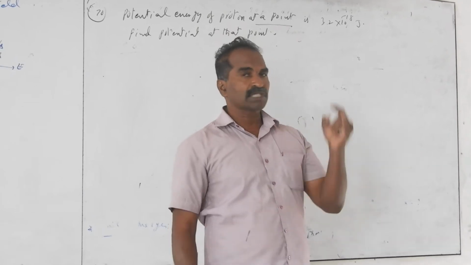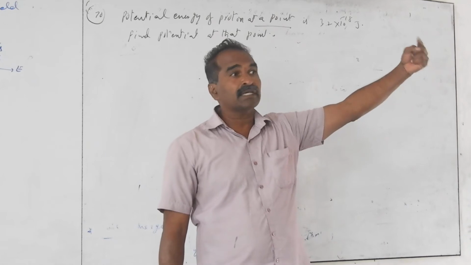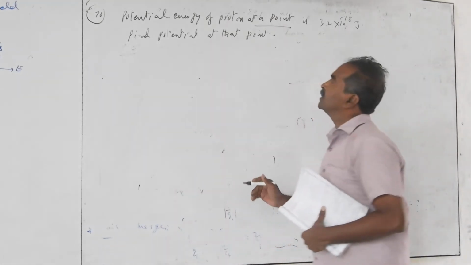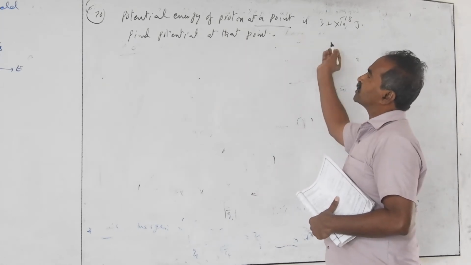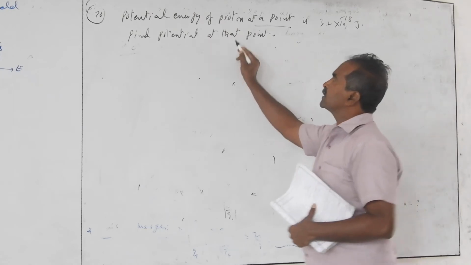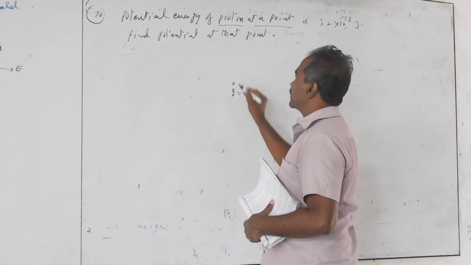For any charge, potential at infinity is zero. The electric field is also zero, corresponding to any charge at infinity. You are taking a point at an infinite distance from the charge. So here it is a single point with respect to the initial point at infinity. At that point you keep a proton, which is nothing but a plus e charge.